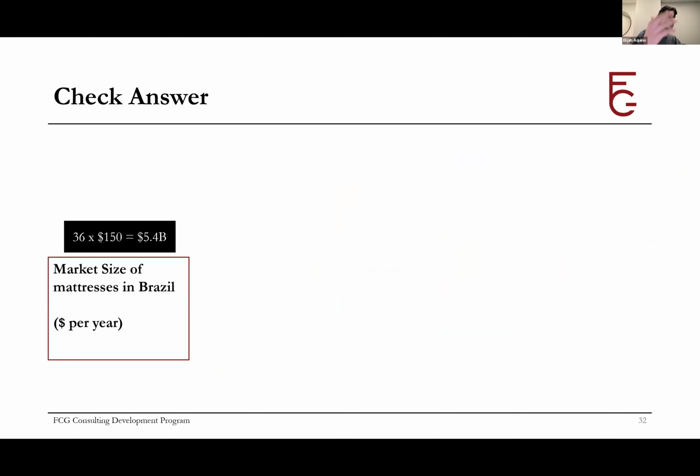So who hasn't come off? Miguel, how would you check if this is even the right size? How can you figure out if this is in the right ballpark figure? We got a market size of about $6 billion for mattresses in Brazil. How would you compare this or figure out if this is the right number?